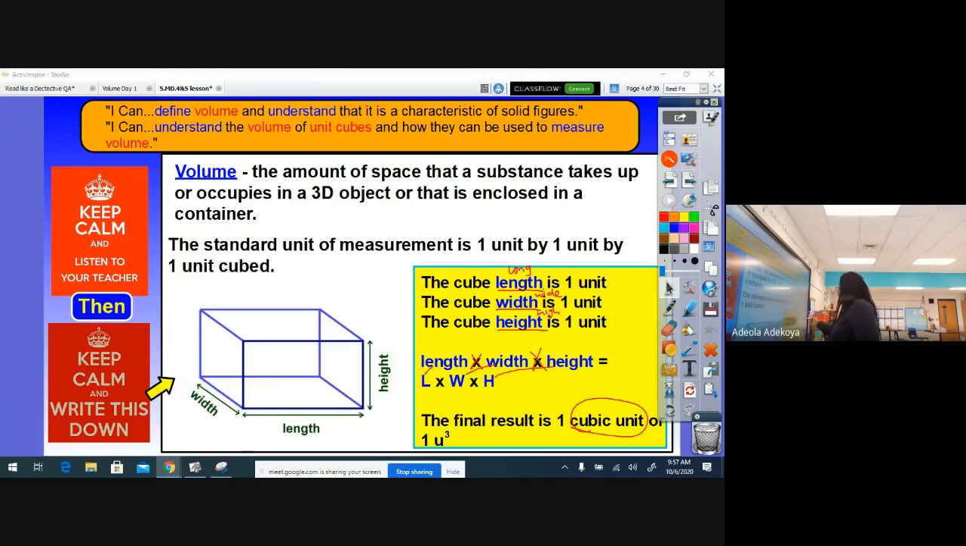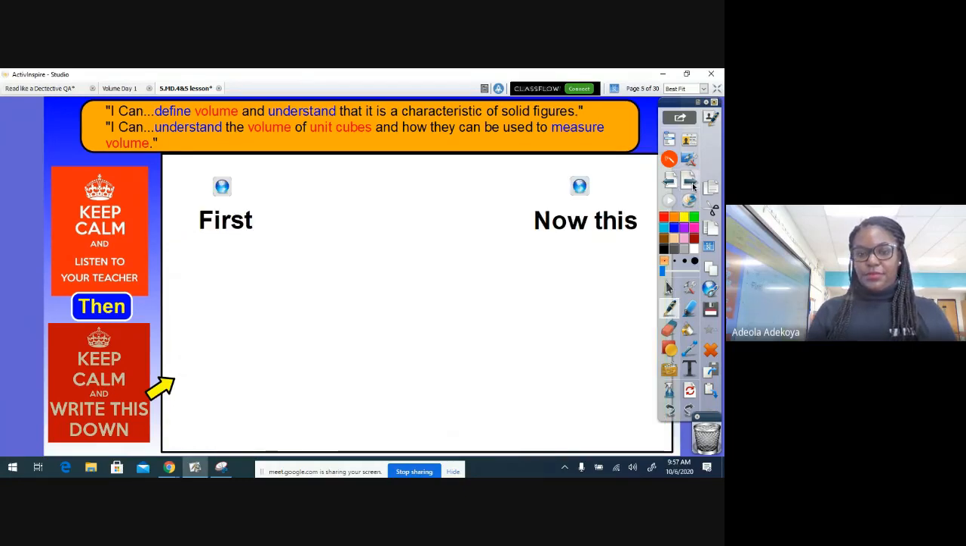Right here, if I wanted to figure out the volume, I've got my length here, and my width here, how wide it is, times how long it is, times how high it is. L times W times H, volume. Again, remember that we're trying to identify or define what a volume is.